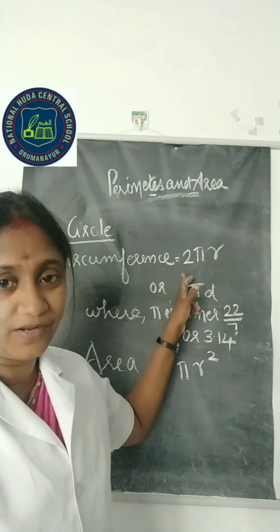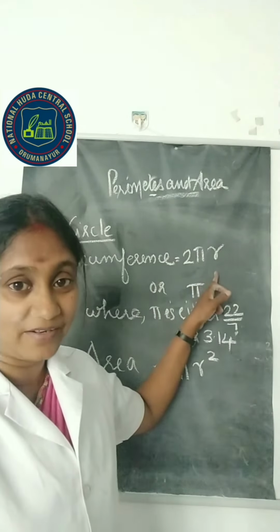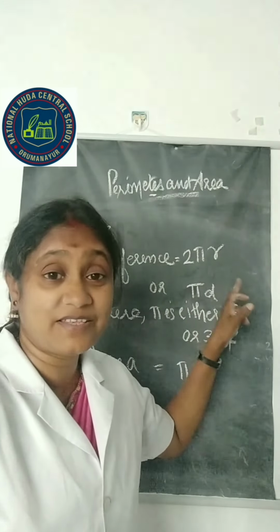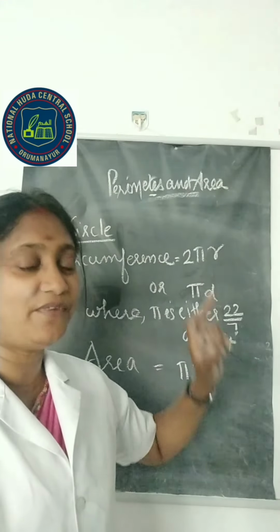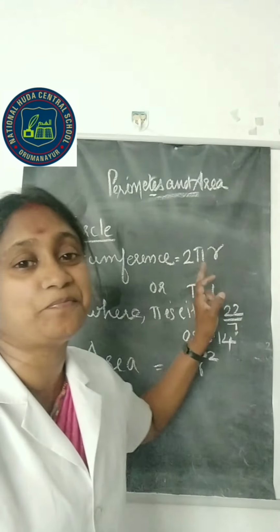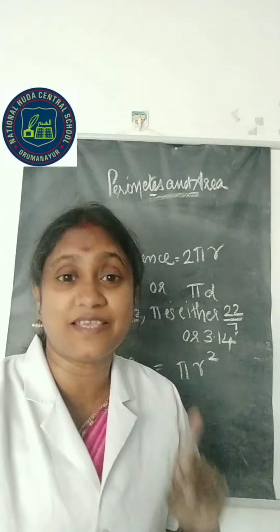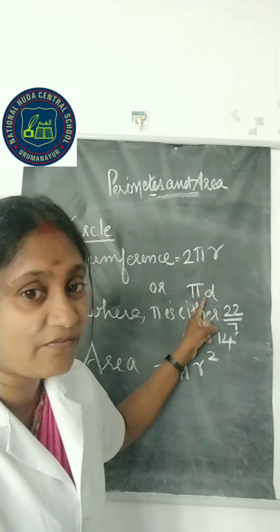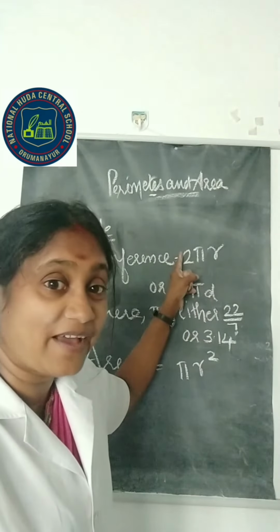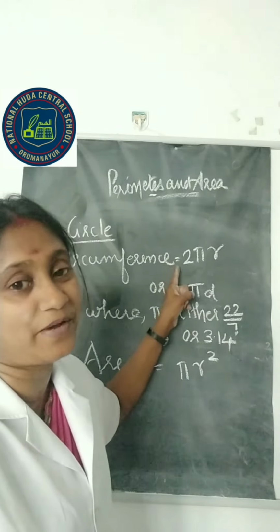Circumference of the circle is equal to 2 pi r. If r is given, we can use this formula, that is 2 pi r. If diameter is given, we have to use this one, pi d. And if r is given, we can use 2 pi r.